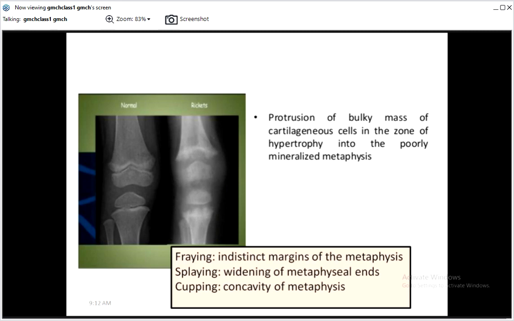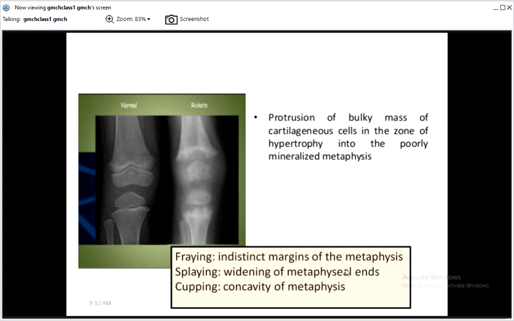Rickets. So what we are saying, fraying. What is fraying? These are the indistinct margins of the metaphysis. You should know what you are saying. Basically, whenever everyone says fraying, then when they are asked what is fraying, they say something is pointing out or something like that. So what is fraying? Fraying are the indistinct margins of the metaphysis. You can see these are not distinct like this. These are clearly well-defined margins, and these are blurred margins.